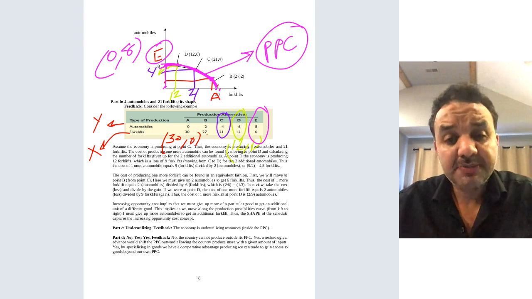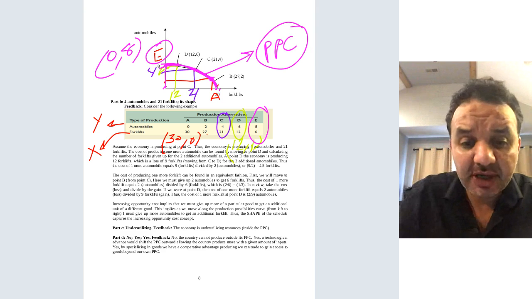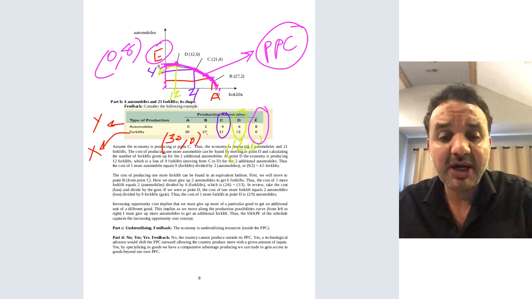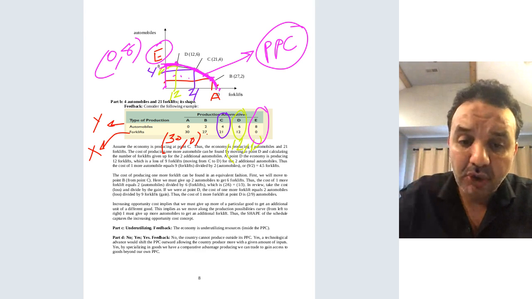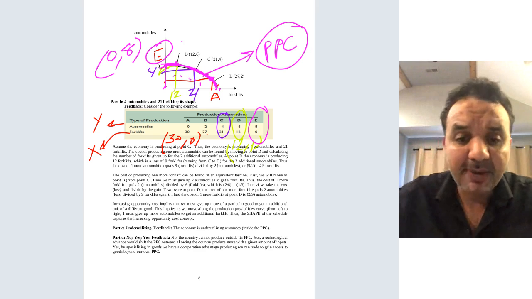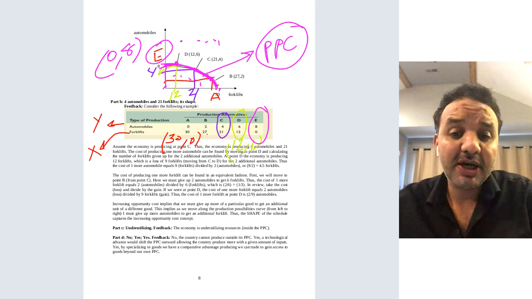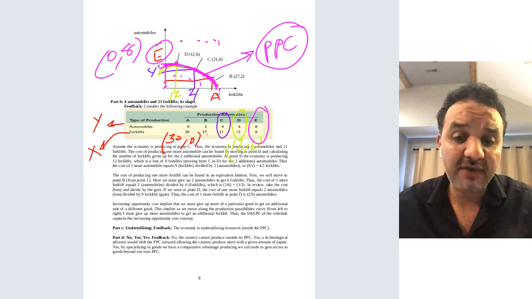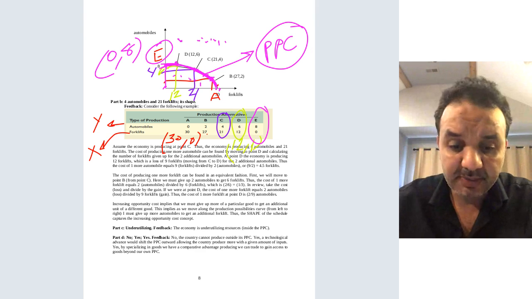So for any society with these options, any society can be at any point on the PPC. As I said before, it's attainable, it's feasible, and it's efficient, while it's inefficient to be located at any point below the PPC. Any point above the PPC, as I said in the previous video, is unattainable. With the existing limited resources you have, you can't be located on any of these points. Okay, so let's go back.